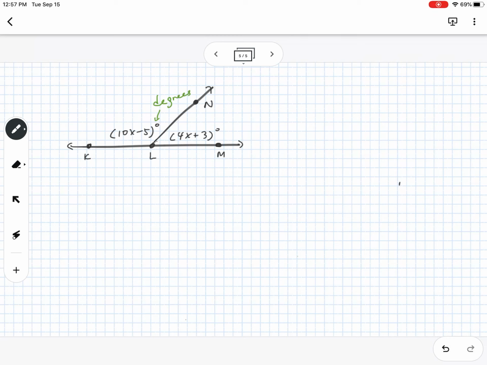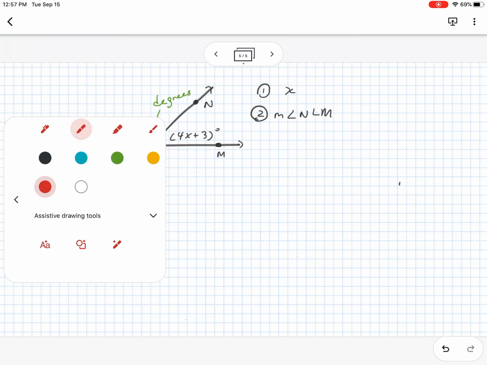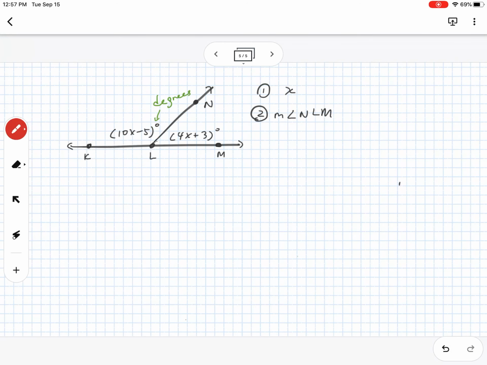Maybe in some of your IXL problems, you would see find the measure of angle NLM. So let's find x, and then let's also find the measure of angle NLM. Okay, so let's do those two parts. So the first part, to find x. One thing we might do is analyze this angle and see that, okay, this right here is a straight angle. And we know that a straight angle is always equal to 180 degrees no matter what.